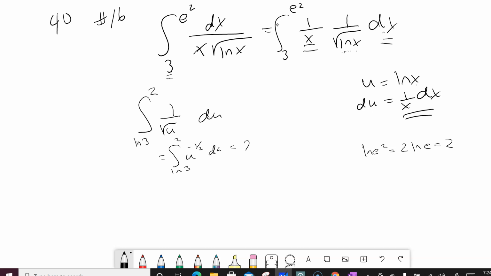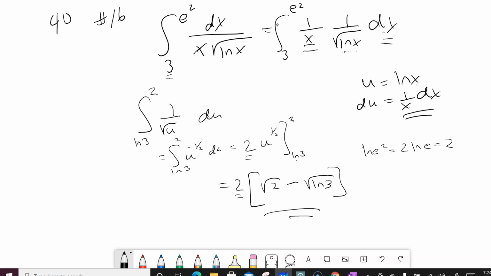So I add 1 to the exponent, put it over that same number. I'm going to carry the 2 on the outside. I like to put the 2 on the outside like this, then plug in the top number, so square root of 2, subtract off the bottom number, the square root of ln of 3. And that's a great answer, just like that.